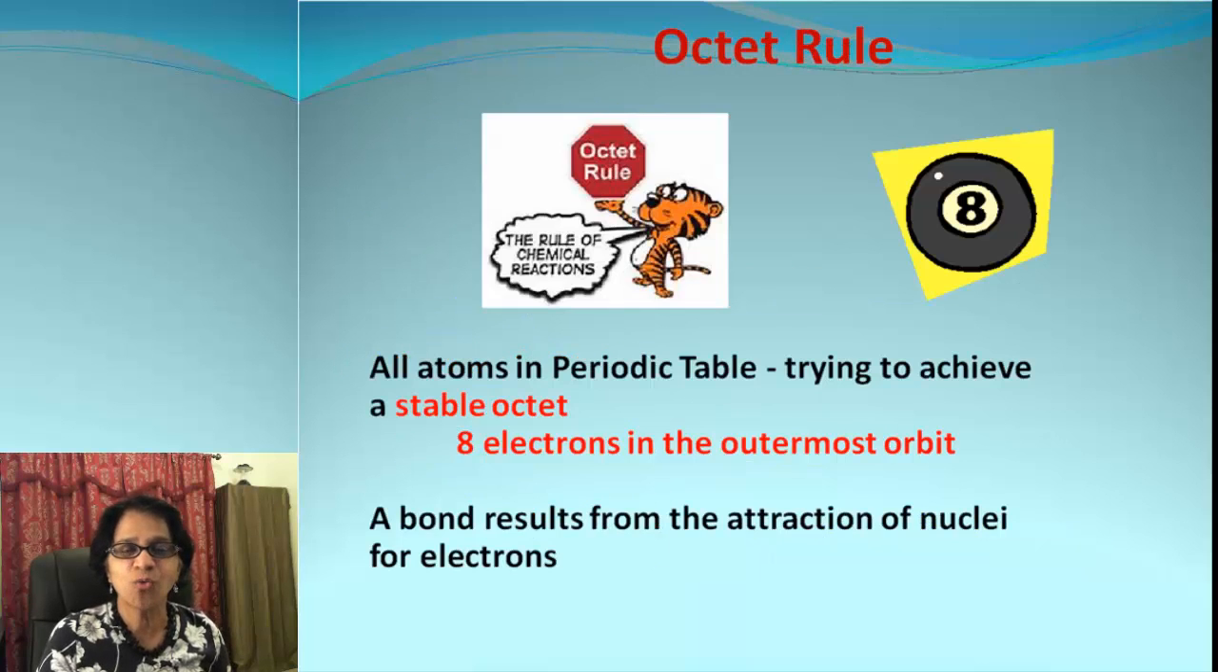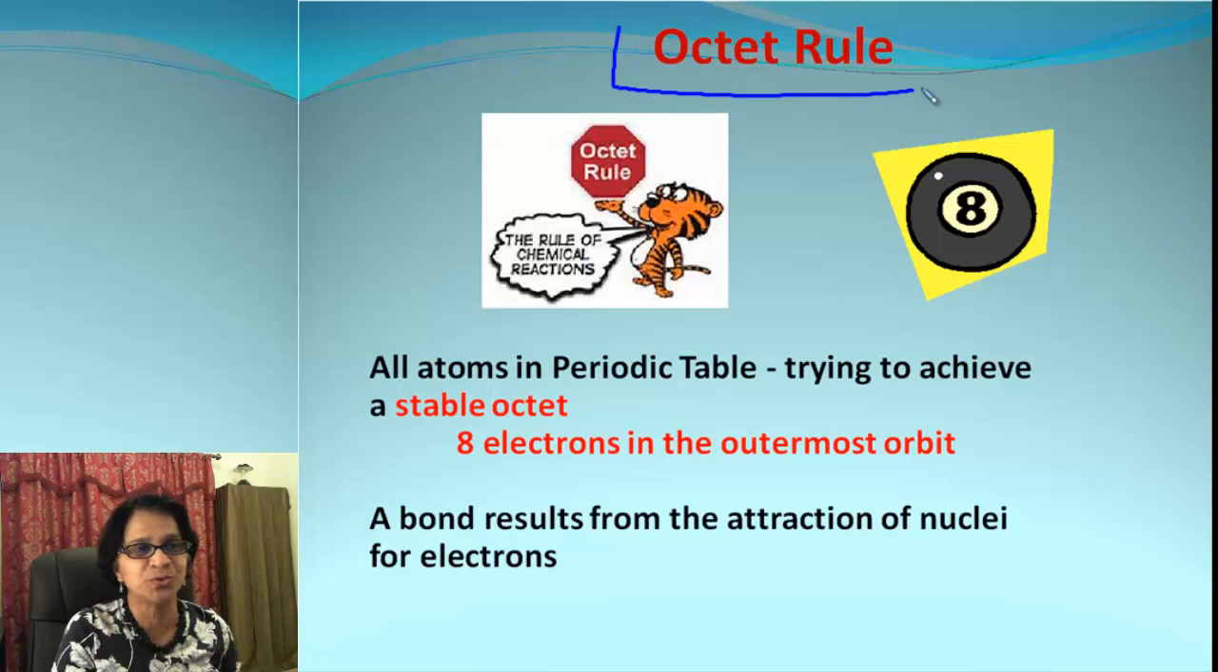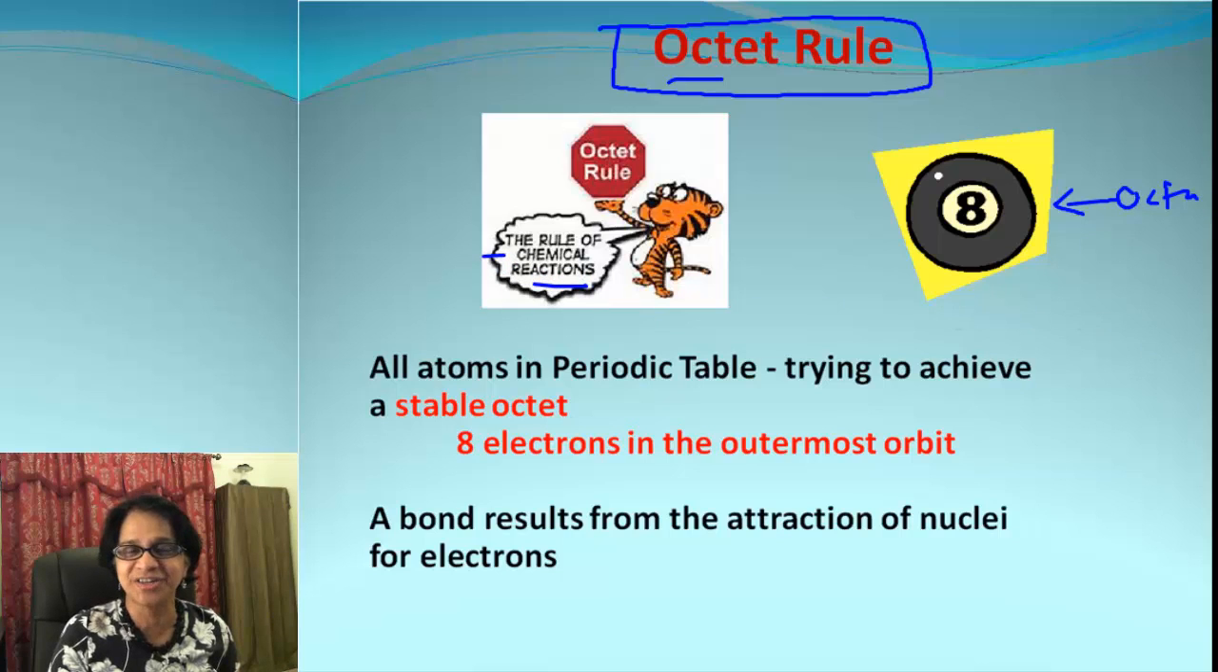Now let's find out what is the main important rule behind chemical bonding, and that is the Octet Rule. As you see, the word octa stands for 8, and this is extremely important for any kind of chemical reaction. In fact, every element decides the action in a chemical reaction based upon the Octet Rule. So what is the rule?